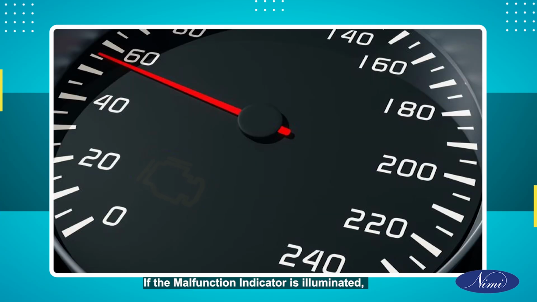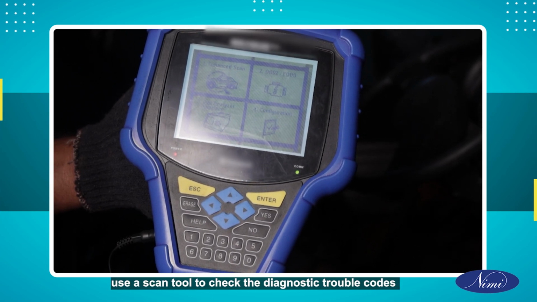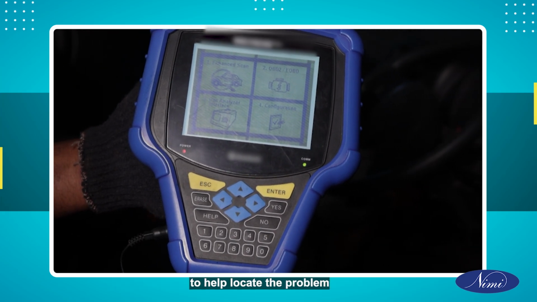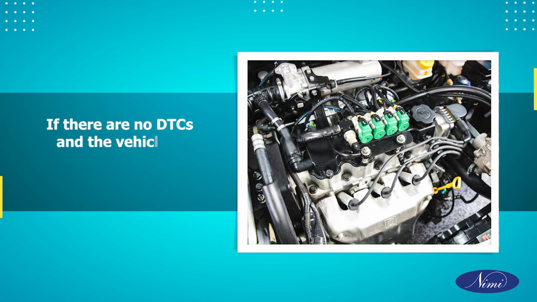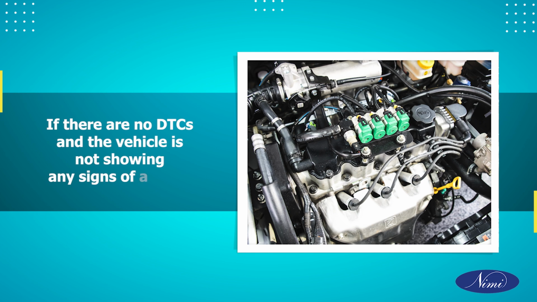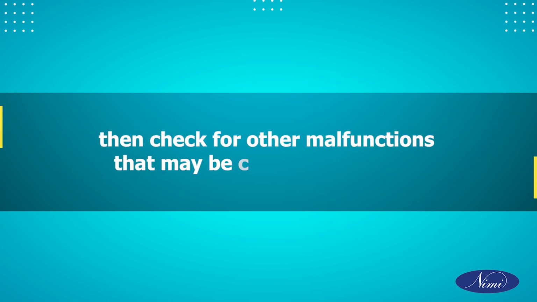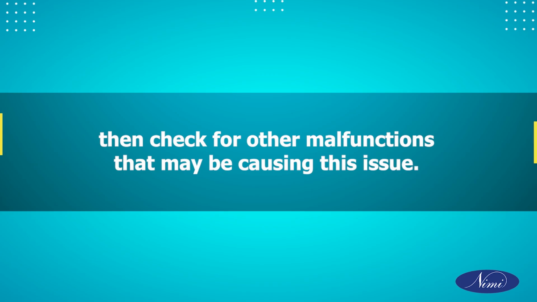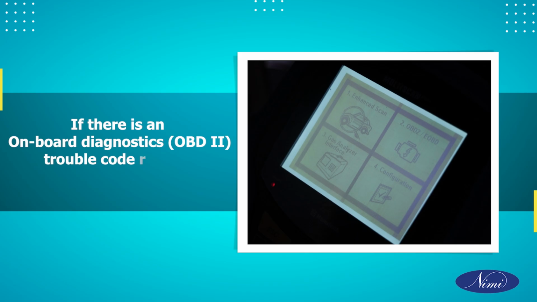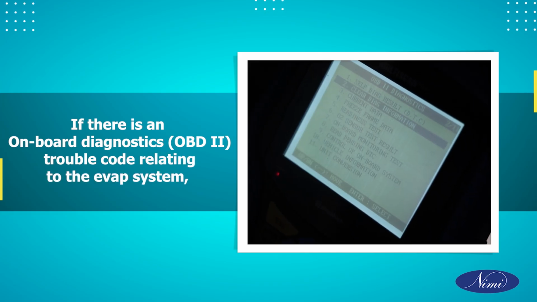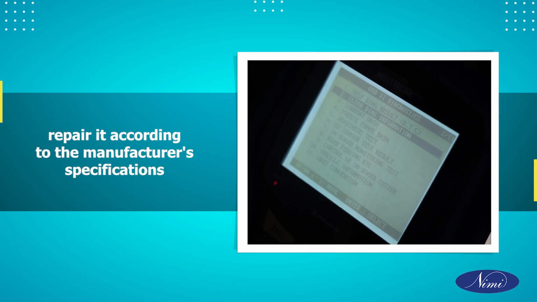If the malfunction indicator is illuminated, use a scan tool to check the diagnostic trouble codes to help locate the problem. If there are no DTCs and the vehicle is not showing any signs of a leak, then check for other malfunctions that may be causing this issue. If there is an onboard diagnostics trouble code relating to the EVAP system, repair it according to the manufacturer's specifications.